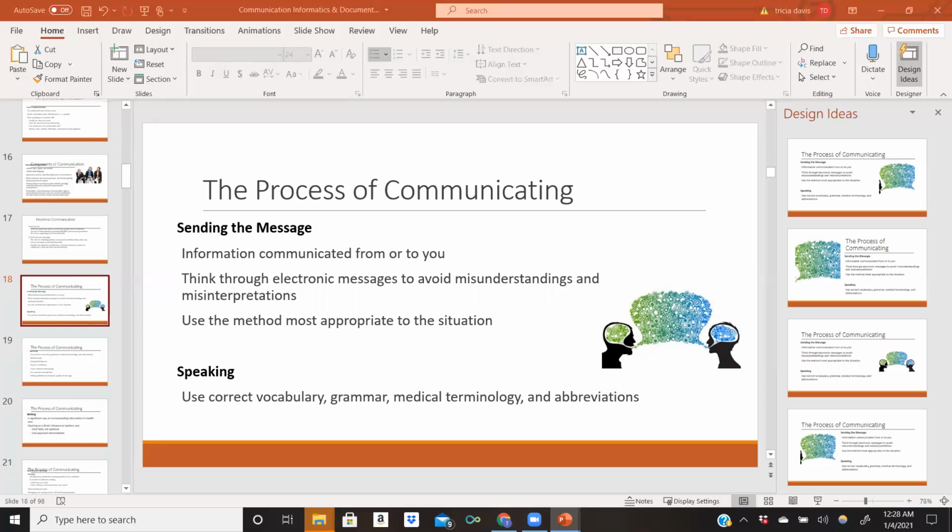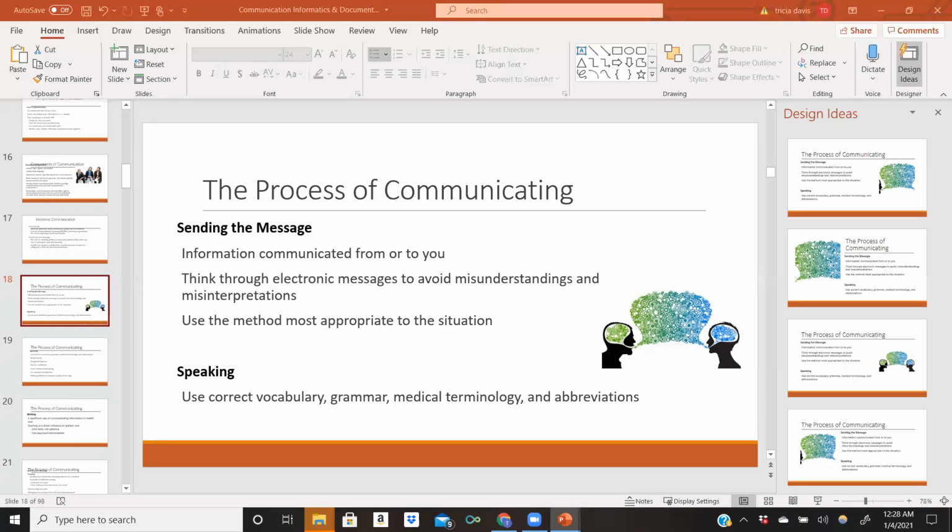It's the biggest way to have a miscommunication is to send something in a text message, because there's no way to identify how the person meant it or how they said it, because it's through a text message. And then you want to use the method that's most appropriate for your situation.